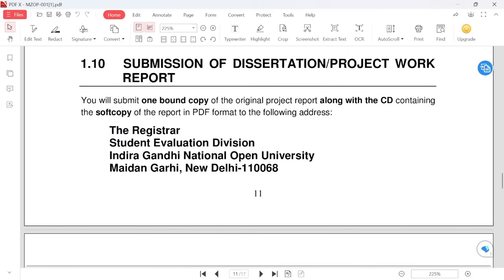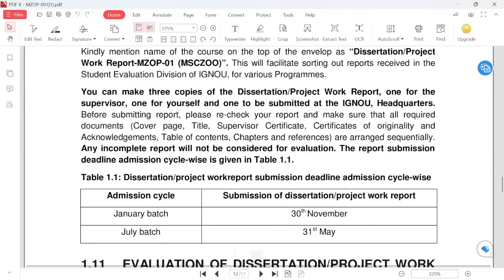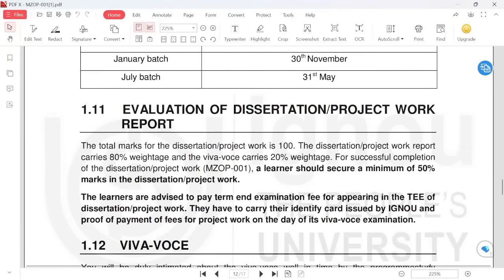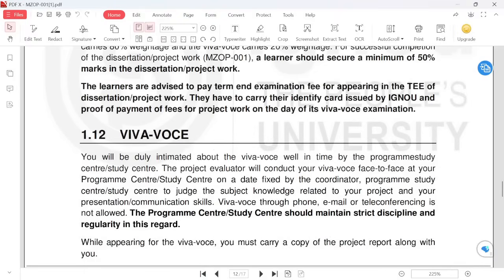Now lastly, submission of the dissertation project work. After doing all these things, you have to submit your project work to IGNOU's address. You will submit one bound copy of the original project report along with a CD containing a soft copy of the project in PDF format to the following address. So these are the things I discussed about this particular project work.